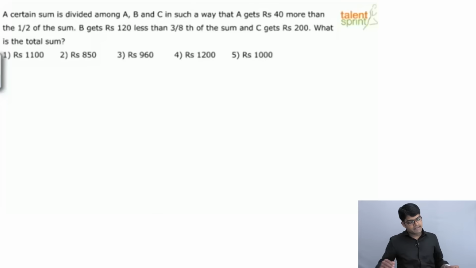The question says a certain sum is divided among A, B and C in such a way that A gets rupees 40 more than half of the sum, B gets rupees 120 less than 3/8 of the sum, and C gets rupees 200. What is the total sum? Let us see how many of you get it right.